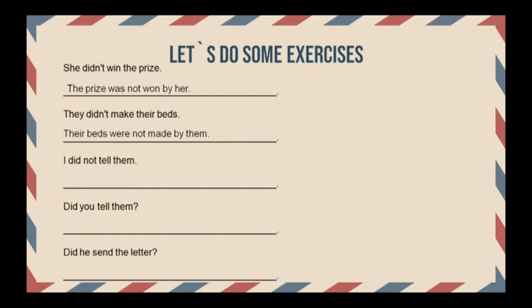Okay, next one. I did not tell them. It is also in a negative form, okay? I is the subject, did not tell is the past simple negative form of the verb, and them is an object. Then the passive voice is: they were not told by me.